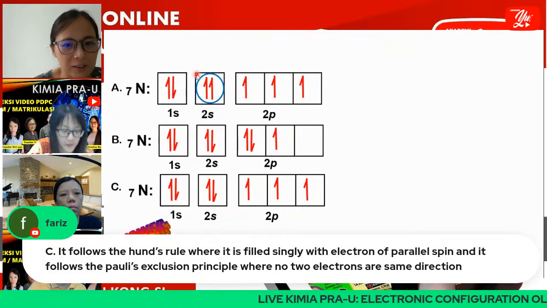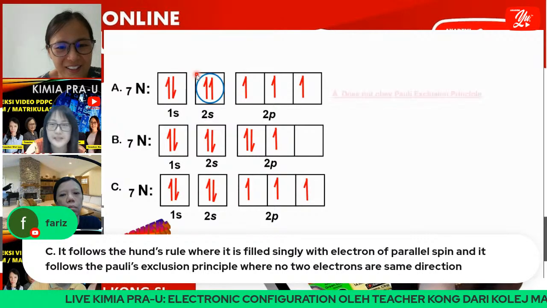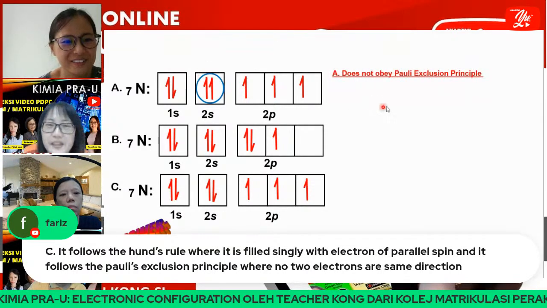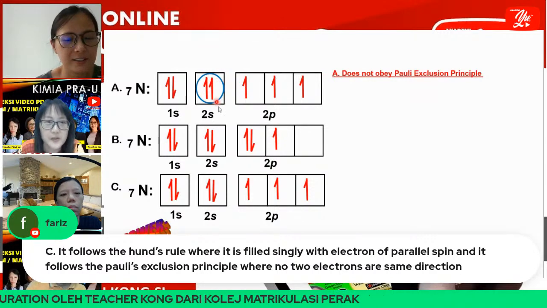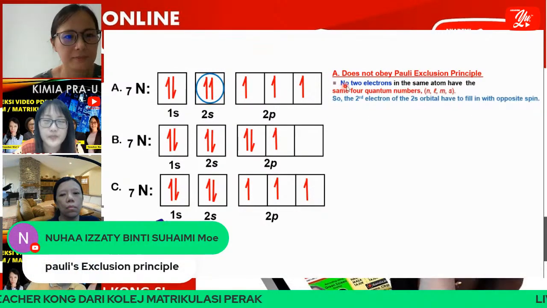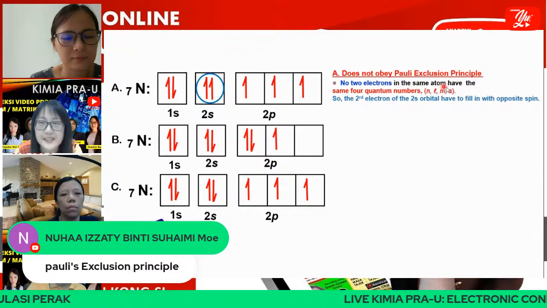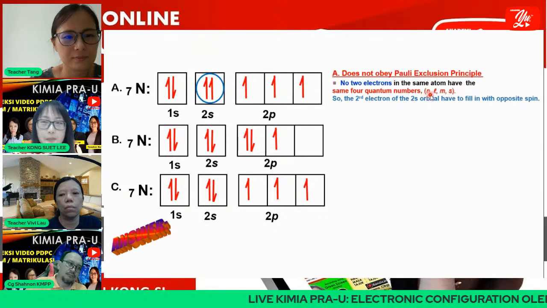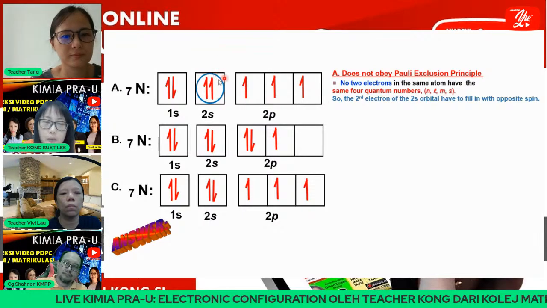Pauli exclusion principle, from Izzati. Let's check. Yes, very good. It does not obey the Pauli exclusion principle. Now you have to explain. Try to give the definition. No two electrons in the same atom have the same four quantum numbers, meaning the n, l, m, s impossible to be the same. Tak mungkin akan sama.